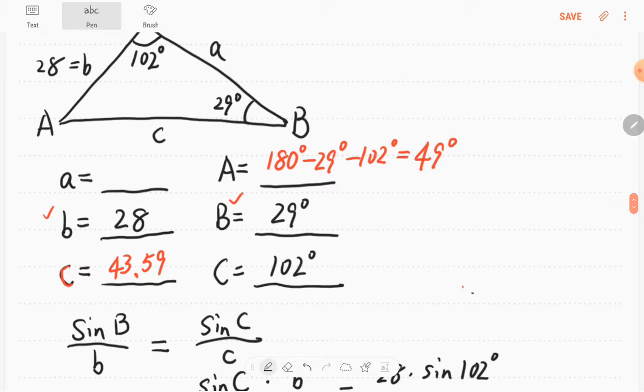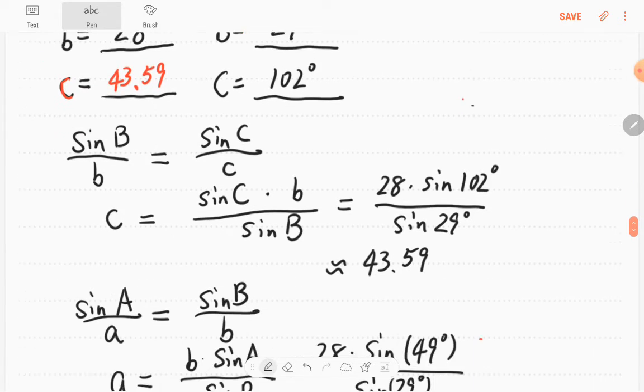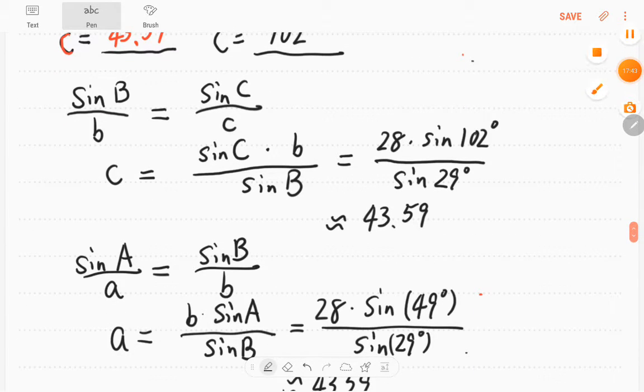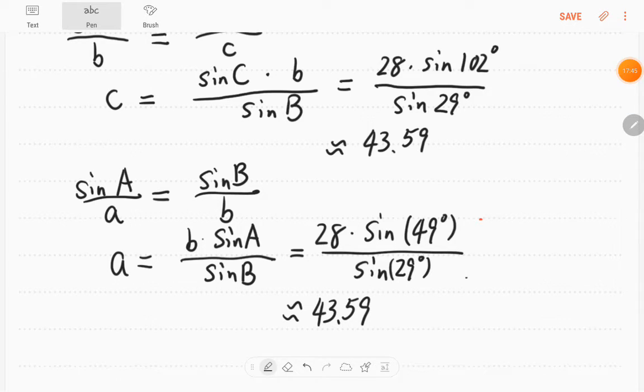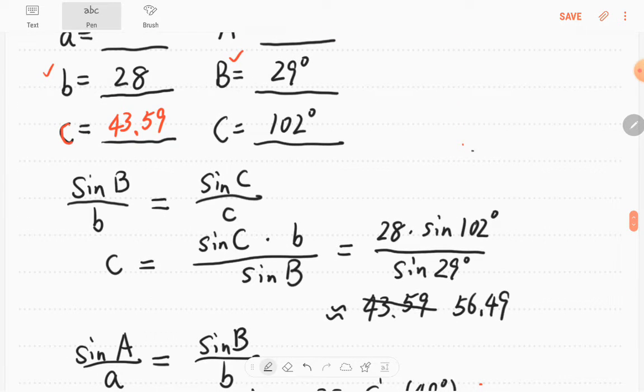Yeah, maybe I made a mistake here. Side a. Anyway, we can calculate this one. Here I made a mistake. If you calculate this one, it should be equal to 56.49.